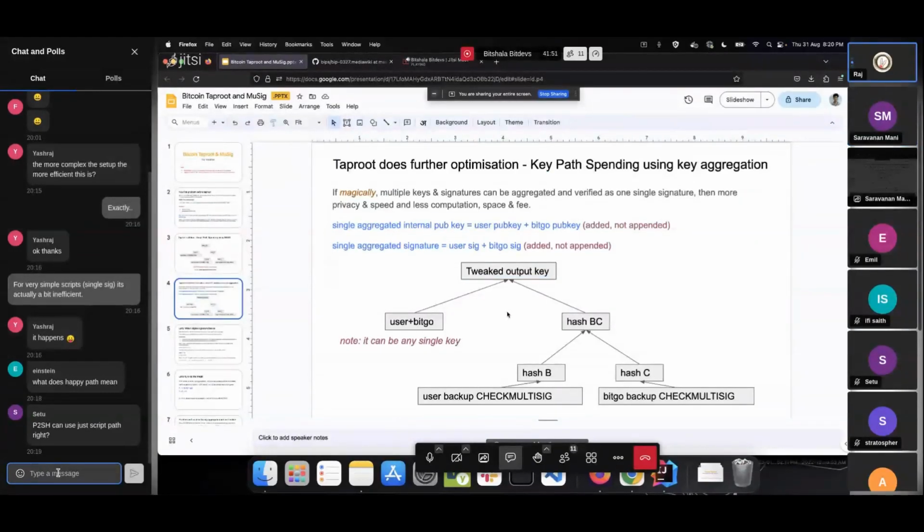Another question in the comment, Setu was asking, P2SH can just use script path. Can you elaborate the question? I didn't get it. What did you mean? So you are talking right now about key path spending condition, right? Can this also be there in P2SH, or in the case of P2SH, we don't have to worry about key path spending condition? In any other kind of SH, apart from Taproot, there is no concept of key path or script path spending. Everything is one single spending, right?